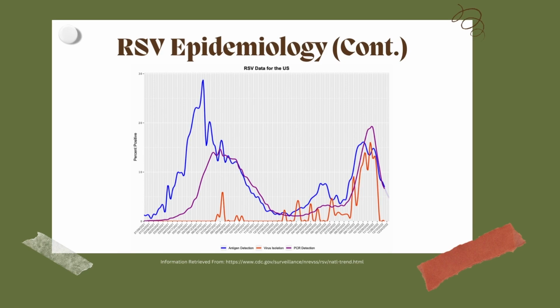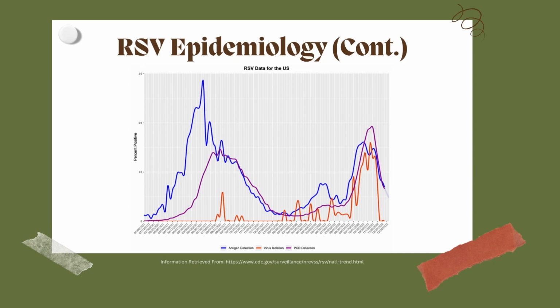This is RSV data throughout the United States, and as we can see, there are 3 different colored trend lines. The blue one is for antigen detection, the orange is for virus isolation, and then the purple is PCR detection. So these are different ways that you can test for the presence of RSV in a particular individual.